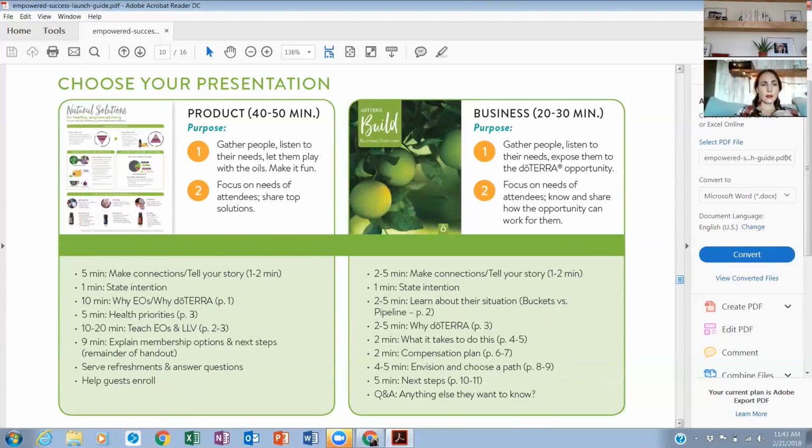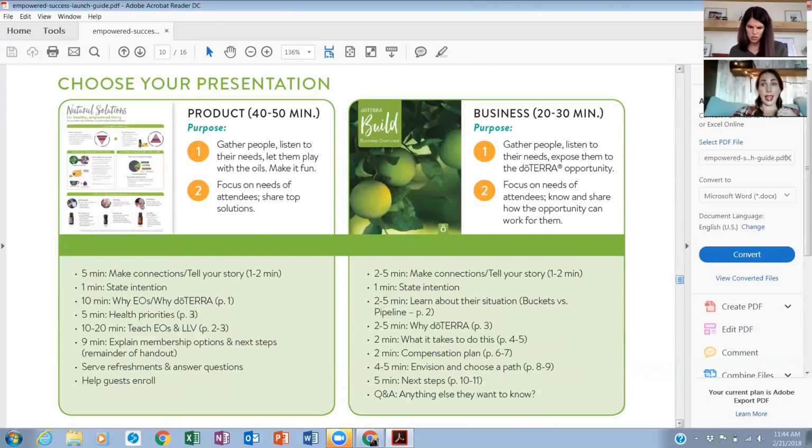Actually, you can do it either way. This one says tell your story first and then state your intention. I usually state my intention before my story, honestly, because then I feel like there's more flow in the class. I can go straight from my story to why essential oils, because in my story I do talk about why I use essential oils. And then you're going to take a few minutes to talk about health priorities.